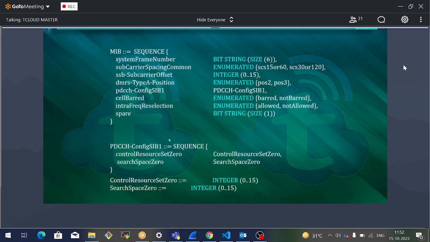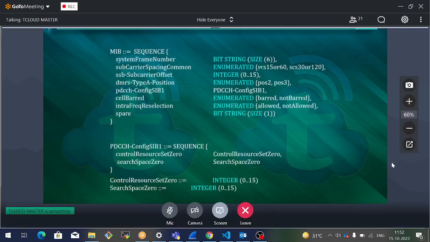So SIB1 configuration details are coming. Only after knowing it, mobile would be able to find out how the SIB1 is arriving. Whatever this is, a system information block called MIB, master information block, the primary detail. Now, whether the cell is barred or not, intra-frequency reselection is allowed or not, etc. Other details are there. There is a spare that is left out for future operation. Right now it is useless. That means out of the 24 bits that the MIB is formed from, 1 bit is wasted. 23 bits would be decomposed into these 7 parameters.